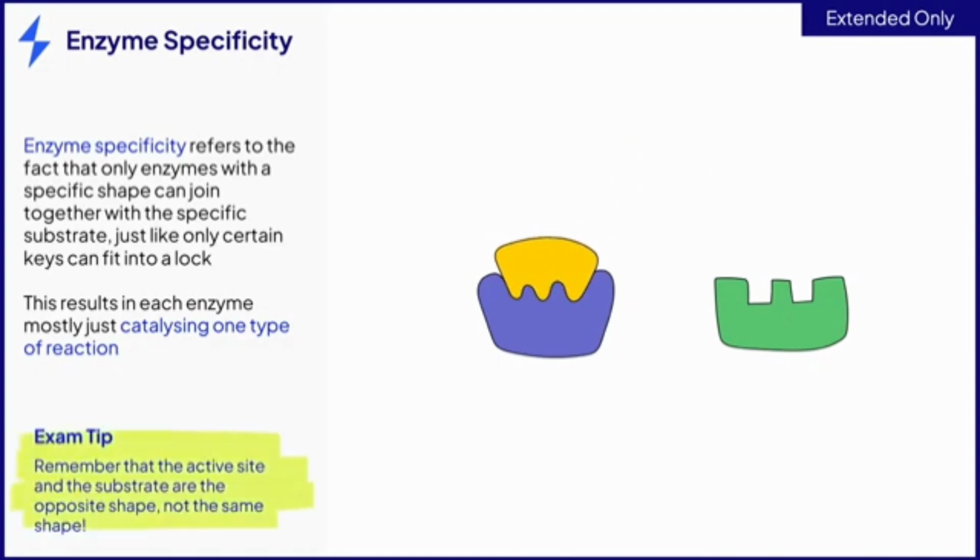It's an easy mistake to make to say that the enzyme and substrate are the same shape. It's important to remember that this is not correct, and they are the opposite shapes. It is said that they are complementary in shape to each other.